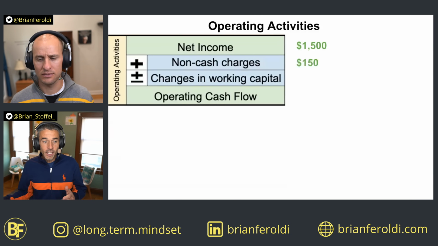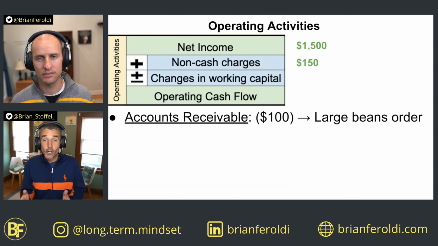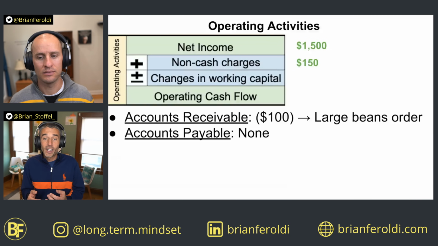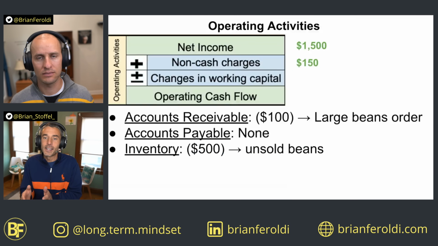Right. So here we had $100 that hadn't been paid by the end of the year for a large order of roasted coffee beans. So I accounted for that as a sale, but in terms of cash flow, I had not yet received that money. So we're going to lose money there. When it comes to accounts payable, there were no bills left unpaid by us, so there's nothing to add back in. And when we look at inventory, we had about $500 worth of unsold beans at the end of the season, which means that we'll take out $500 from the cash flow statement.